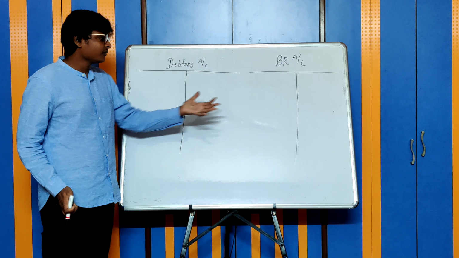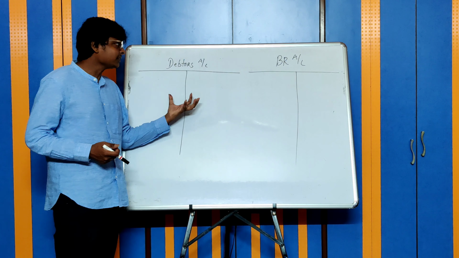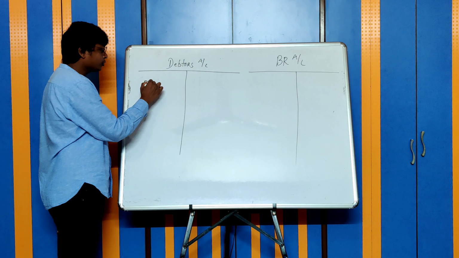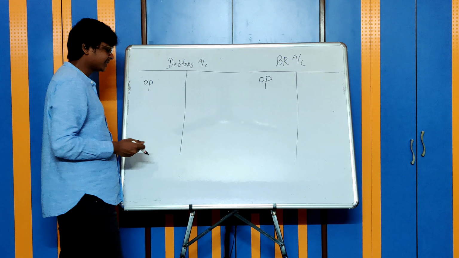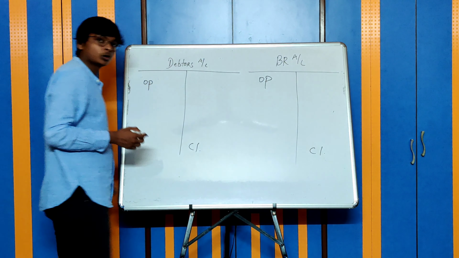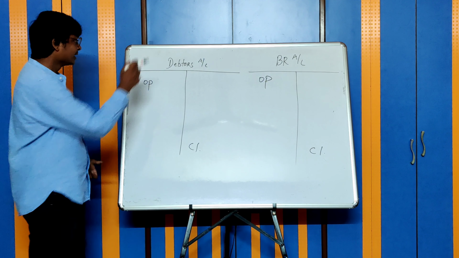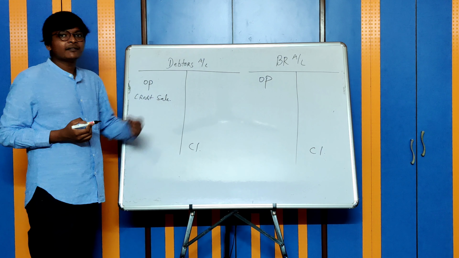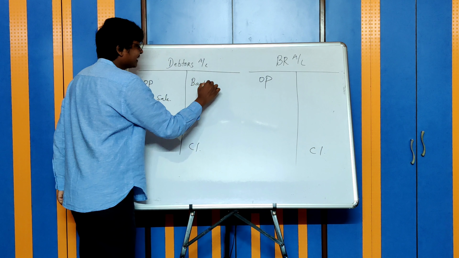In the previous section, we had discussed the format of capital account. Now let's quickly run through the typical format of debtors account and bills receivable account. Opening balance in a debtors account comes on the debit side, and for a bills receivable account also opening balance comes on the debit side. Closing balance comes on the credit side, and similarly for a bills receivable account, closing balance comes on the credit side. When a party makes a credit sale, it comes on my debit side, and when the party makes payment for the sale, the payment will come on the credit side of my debtors account.